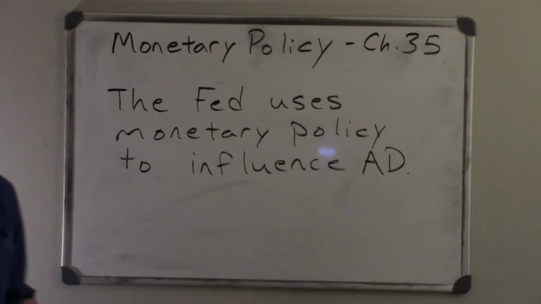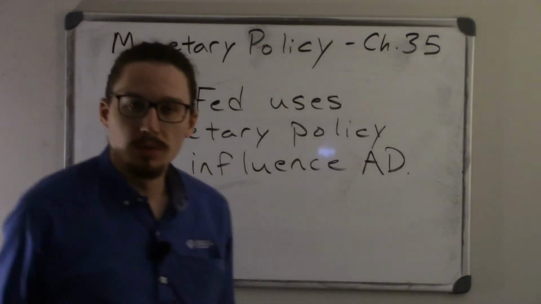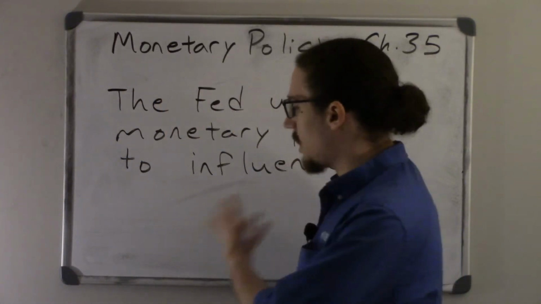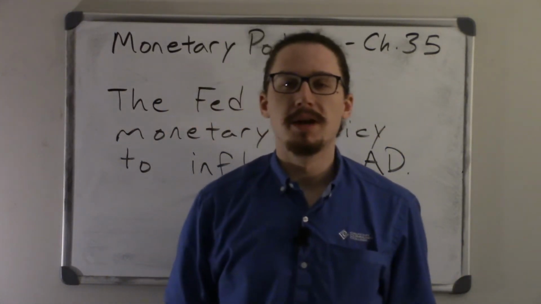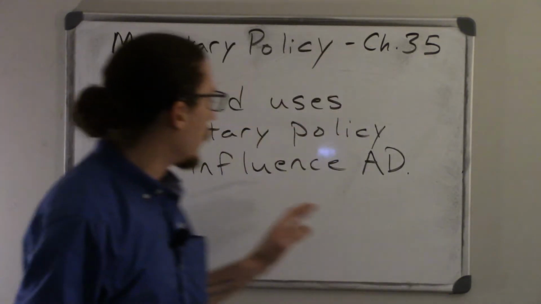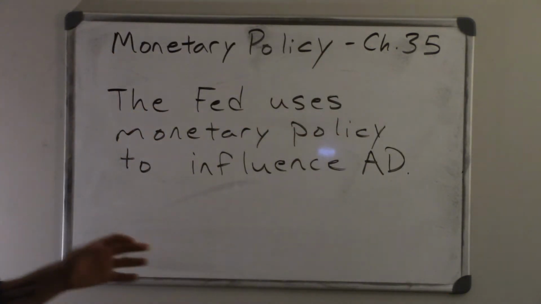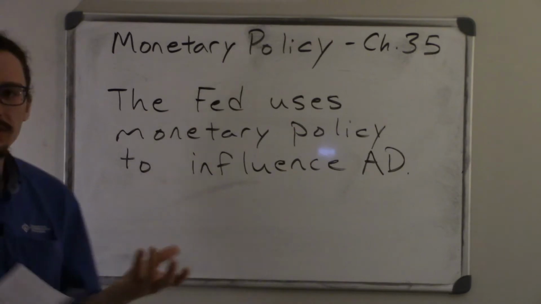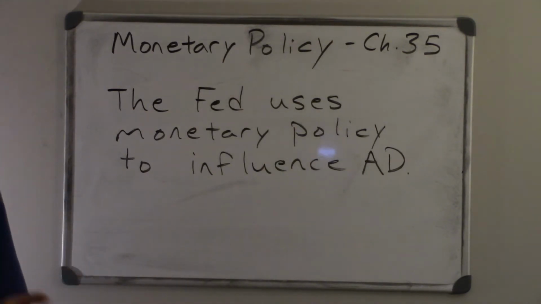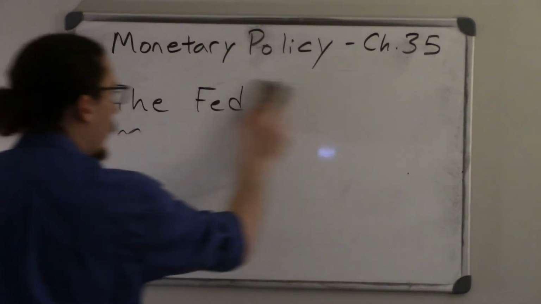All right, so in a little while, maybe not in this video, probably in the next one, we're actually going to use our aggregate supply, aggregate demand model to look at why they want to do this, or at least graphically. The reason why is because they want to affect the macroeconomy. We'll get a little bit more specific in the next video.